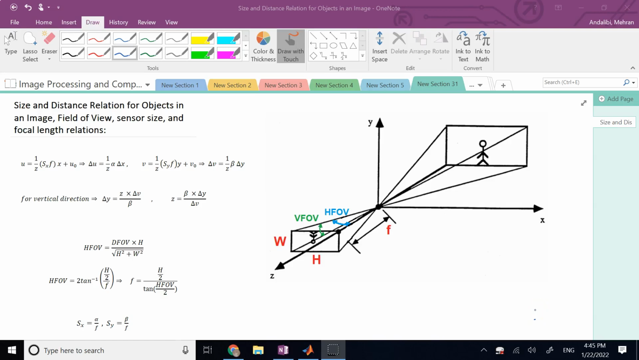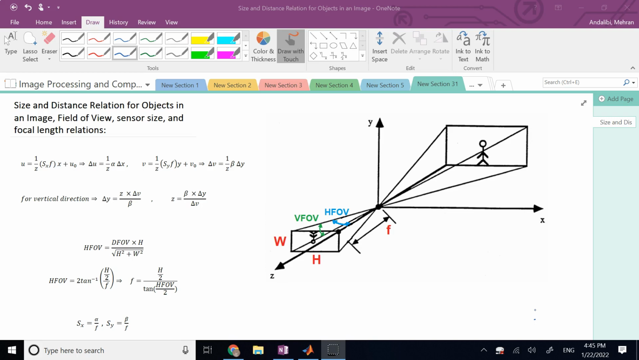Hello everyone. In this video we are going to talk about some basic yet very important relations that you need to know about images. So the first one is the size and distance for objects in an image.